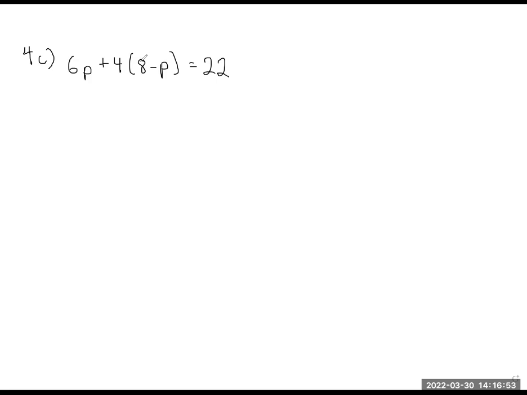Again, here's my thought process. You've got a p here, you've got a p there, you've got numbers here, you got numbers there. It's all over the place. But ultimately, at the end of the day, we should have p equals something at the very end.